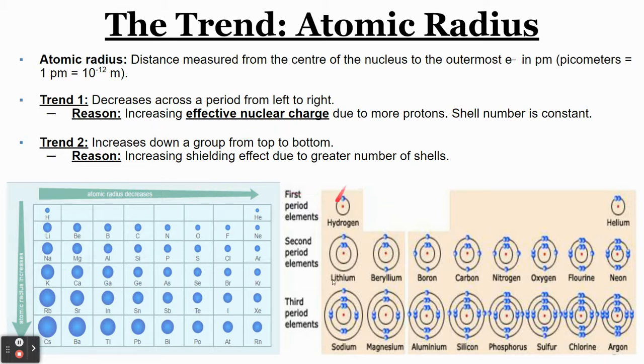But as you go down a group, that trend can be explained using the shielding effect. You have more shells in between the outer electron and the nucleus, and also the inner electrons are repelling the outer electrons away, and that's why the outer electron is farther away from the nucleus, giving it a larger radius. They're not being held as closely to the nucleus, which is why it's a larger atom radius-wise. So that's how those two factors can explain the trends of atomic radius.